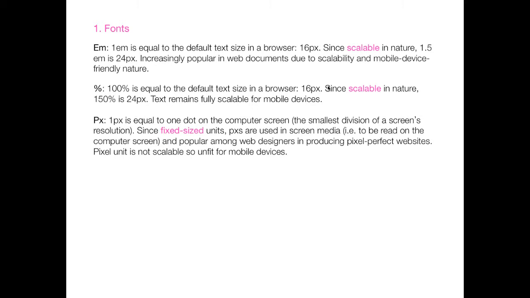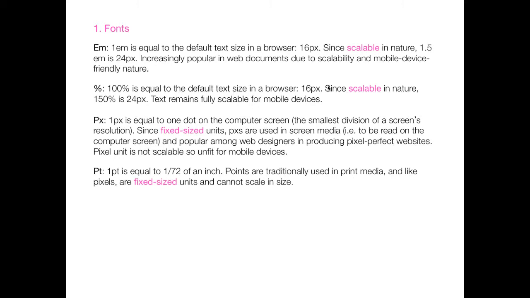1 pixel is equal to 1 dot on the computer screen, the smallest division of a screen's resolution. Since they are fixed-sized units, pixels are used in screen media, that is, to be read on the computer screen, and are popular among web designers in producing pixel-perfect websites. The pixel unit is not scalable, so it is unfit for mobile devices.